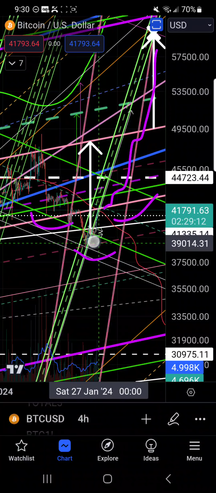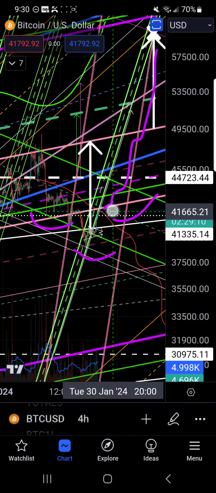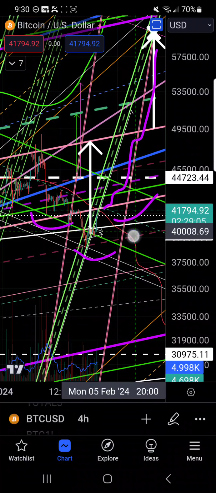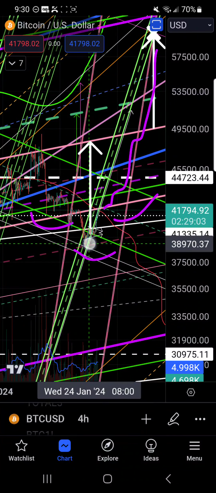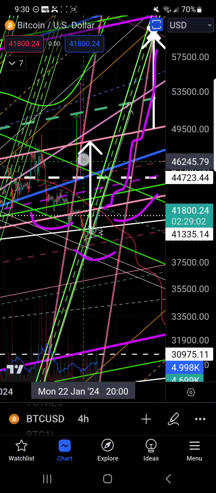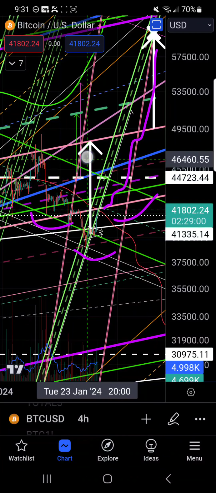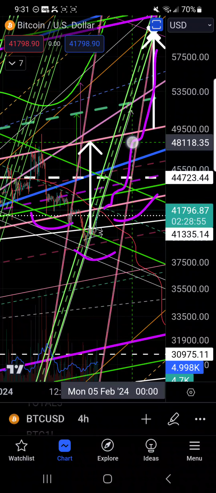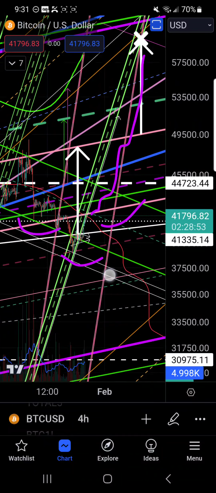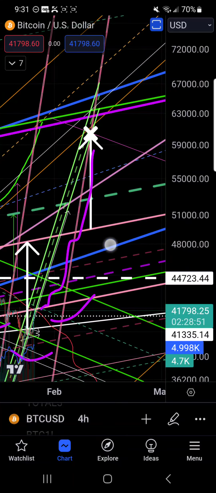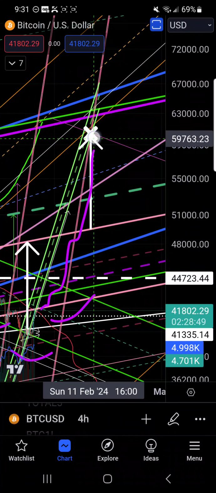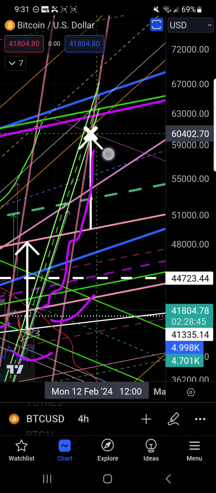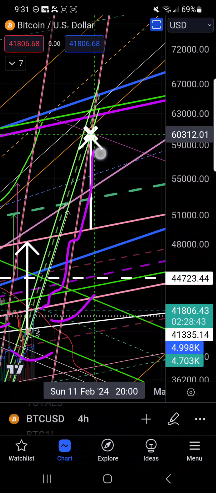Now I'm going ahead, and although we don't have the neck really coming all the way up here, I'm going to propose that we measure this area from the top of the head to what I'm calling the neckline at the top of this pink parallel channel. And in doing so, placing this target over here gets us to where? To 60,000. And I've been calling for 58 to 62.